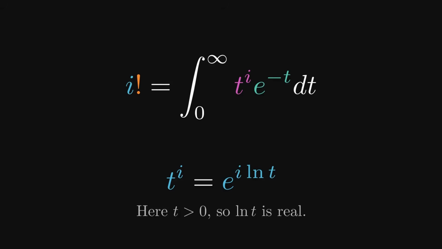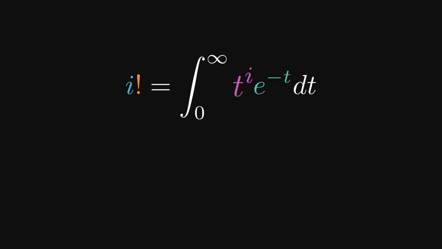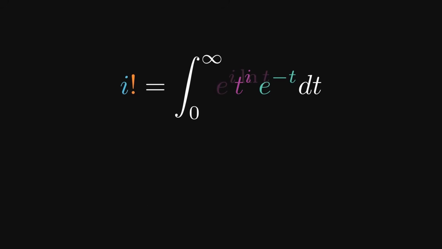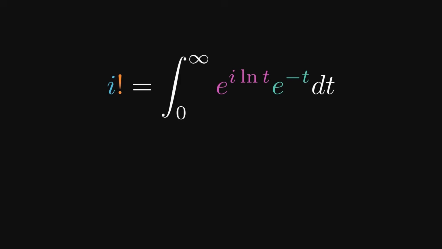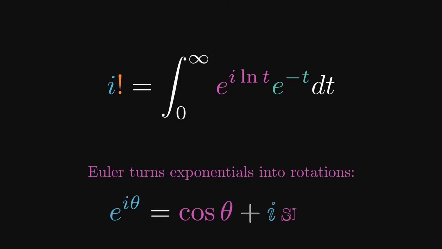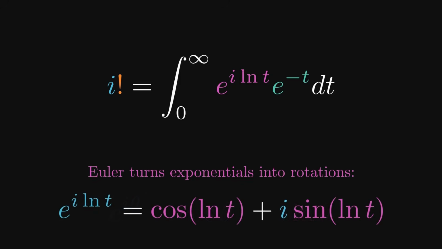Now the integral becomes clearer. Only one part has changed. The power term is now an exponential with an imaginary exponent. This is where Euler enters. Euler showed that complex exponentials are rotations. e to the power i theta equals cosine theta plus i sine theta. Here, the angle is log t. So e to the power i log t becomes cosine of log t plus i sine of log t.